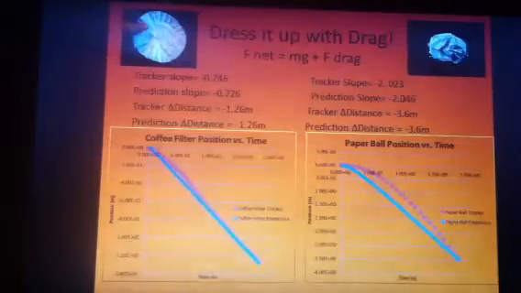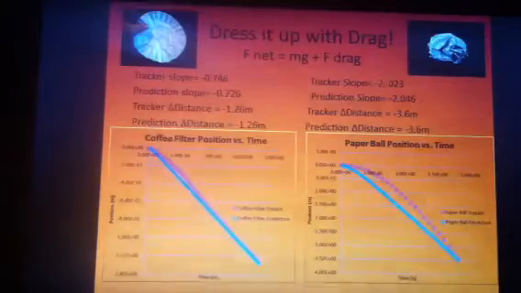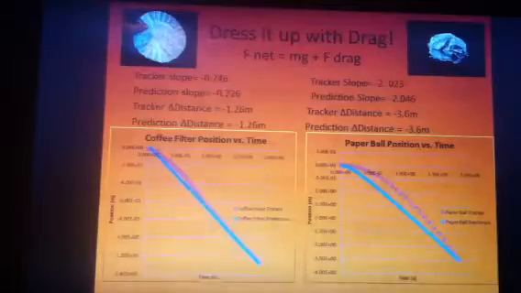As for the paper ball, there is still discrepancy in the graphs. This could be due to the fact that the paper ball is a poor model for drag due to its shape. An object with greater surface area, like the coffee filter, works better.